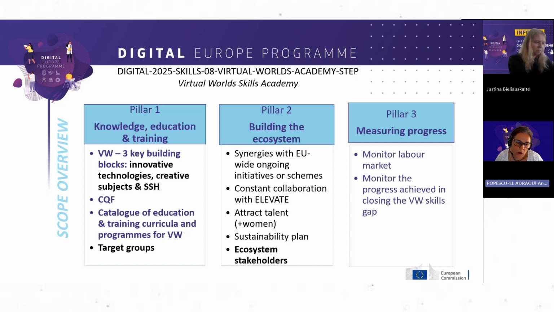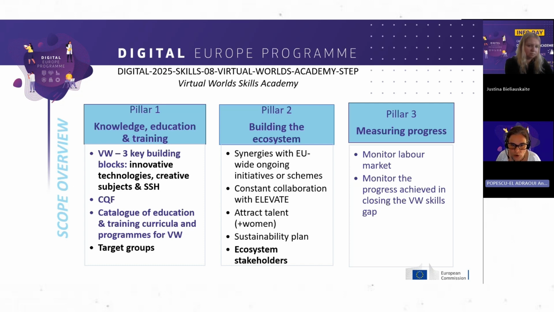Also under this pillar, you will find the details on the catalog that we expect to have, a catalog of education and training curricula and programs for virtual worlds. So this catalog will need to incorporate and coordinate, as I said, existing academic education programs, but also professional training programs, modules, short-term courses, but also resources, learning material of any sort. And where gaps are identified from the conceptual point of view, the consortium is expected to fill in these gaps with new courses. About the target groups, I will talk a bit later in a separate slide.